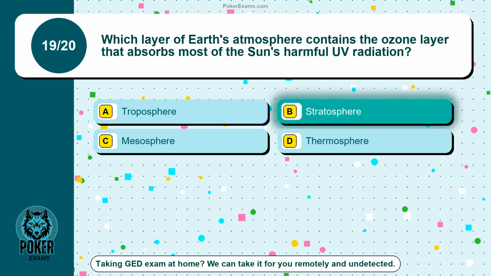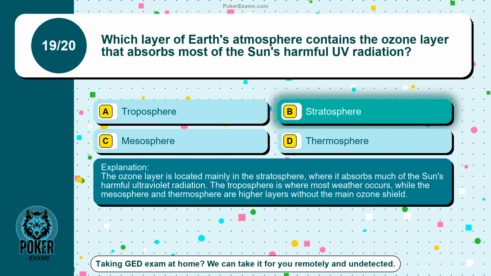The correct answer is option B. Stratosphere. The ozone layer is located mainly in the stratosphere, where it absorbs much of the sun's harmful ultraviolet radiation. The troposphere is where most weather occurs, while the mesosphere and thermosphere are higher layers without the main ozone shield.